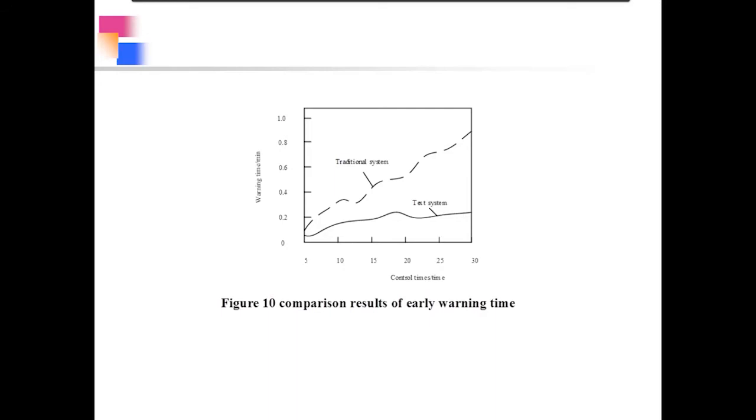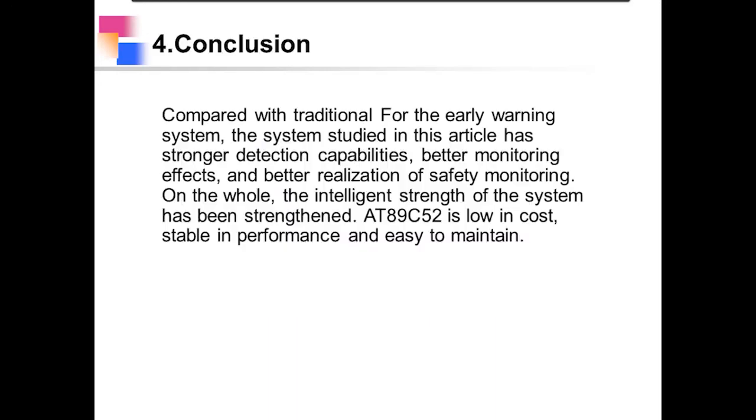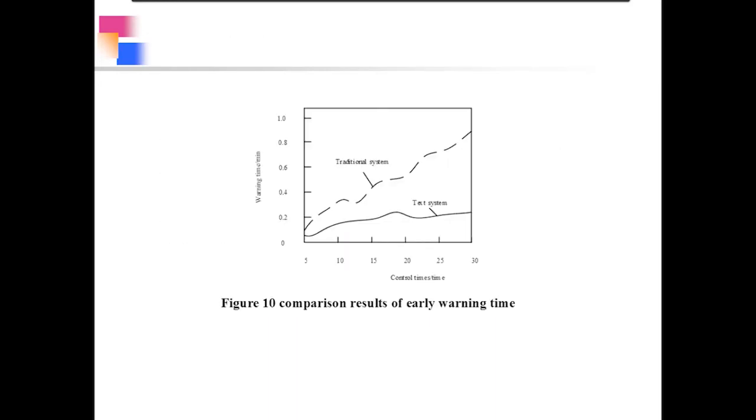When the number of early warning control times is 20, the warning time spent by the traditional system is 0.47 seconds. The early warning time spent by the system in this paper is 0.14 seconds. In summary, the overall performance of the early warning system studied in this paper is better than the traditional system.